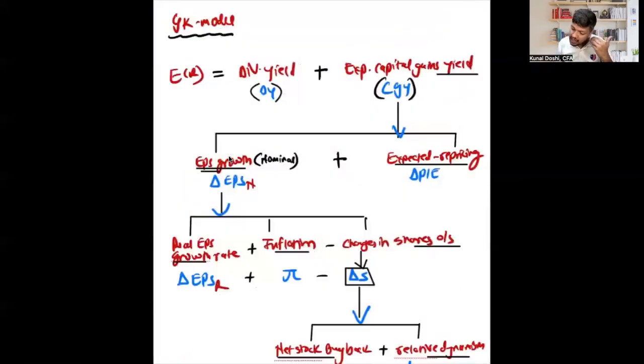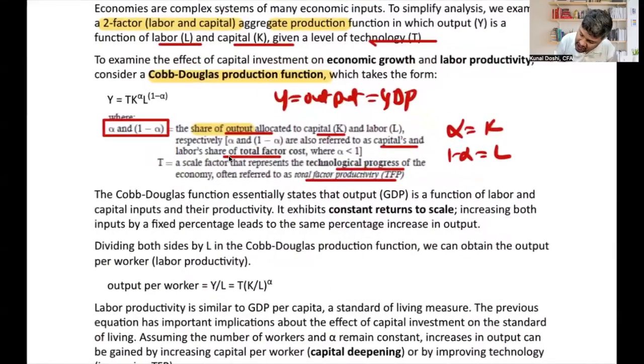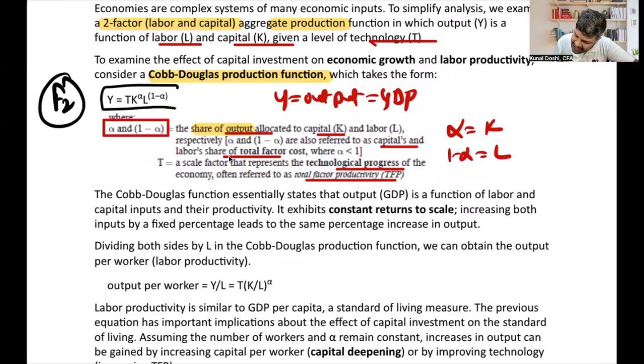Now we are discussing the Cobb-Douglas production function. The main formula for your understanding is this, but for application, we will use a different formula. So the main formula of the Cobb-Douglas production function is this: Y, that is the GDP or the output, which is a combination of three things: labor, capital, and technology. The proportion of labor and capital in the GDP is alpha and 1 minus alpha. Capital is alpha, labor is 1 minus alpha, right?